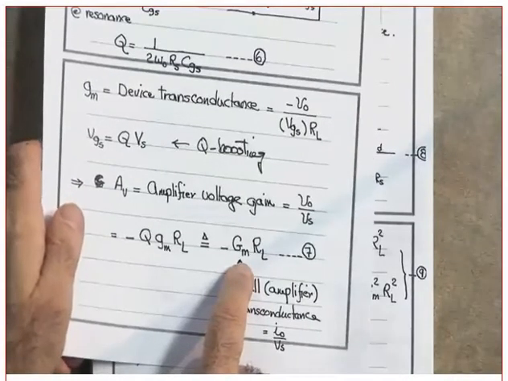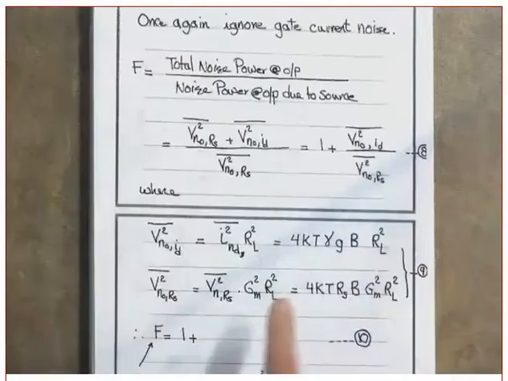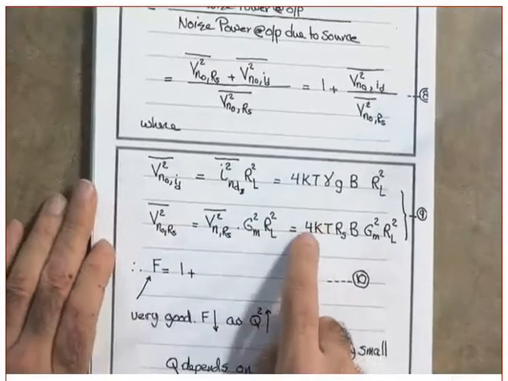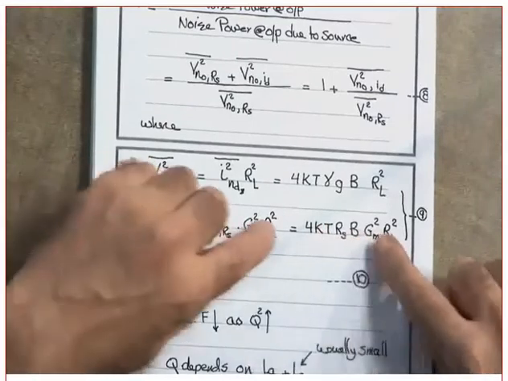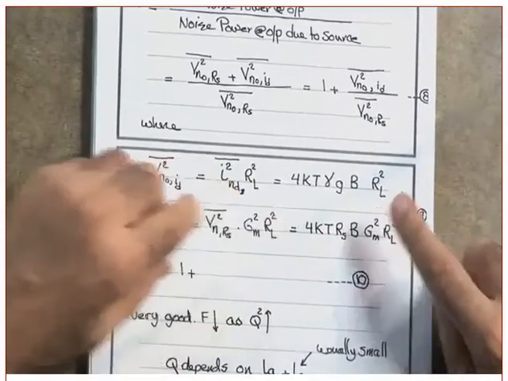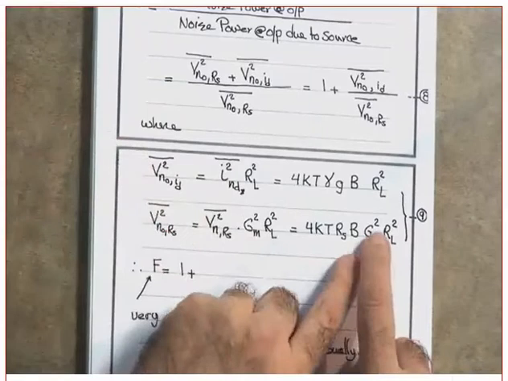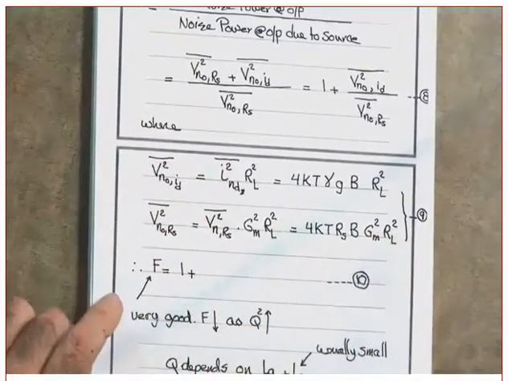Did I say square root? A square. It's the square of this guy. Yes or no? Now, did we understand this? And this is equal to what? 4KT RSB. What is this? 4KT RSB is this guy. Yes? Times what? GM square or L square. Did you get it? Okay.